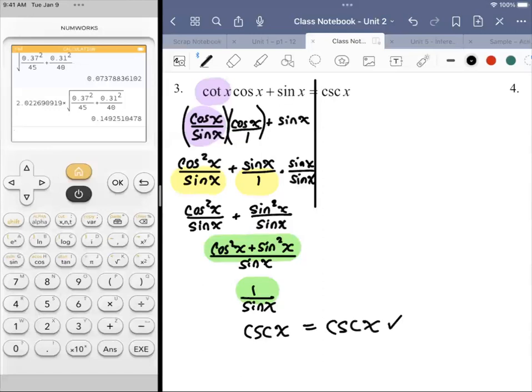So we have our proof, but you can see here that there were really 3 significant steps. One, recognizing cotangent is cosine over sine. There's algebra sprinkled throughout the whole thing. Another rule is that cosine squared plus sine squared is equal to 1. And then the last thing that came up was that 1 over sine x is the same as cosecant x. All right, so we had a lot of stuff going on with this one.